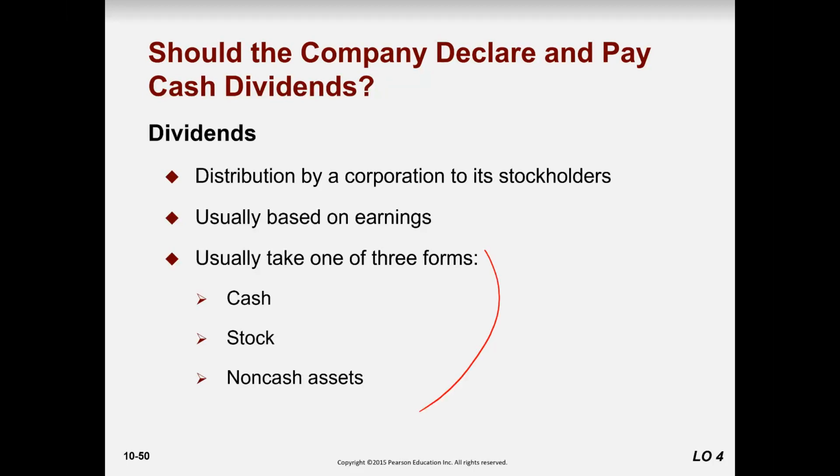Dividend takes three forms. Dividend can be in the form of cash, dividend in the form of stock, and dividend can also be in the form of non-cash. For example, your company can give you some inventory. The company can give you free air tickets, recreational activities, movie tickets, and this kind of stuff as well.